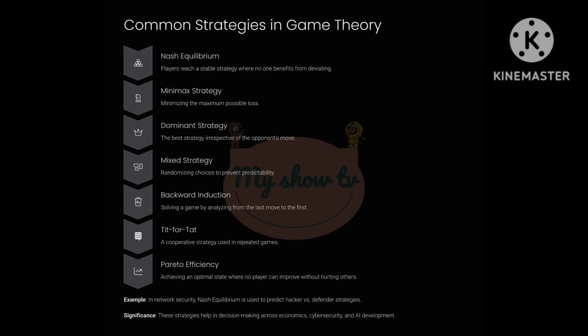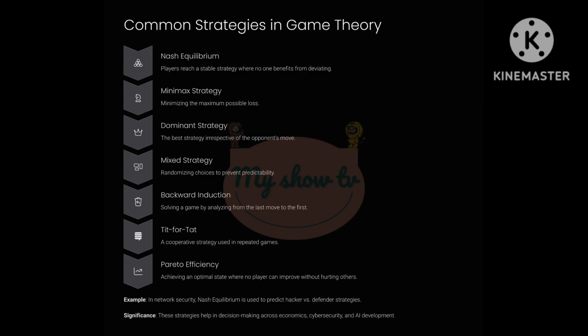5. Backward induction. This approach involves solving a game backward from the last move to the first. It is effective for multi-stage decision processes. Example: in chess endgames, players use backward induction to plan moves toward checkmate. 6. Tit for tat. A reciprocal strategy where players mirror the opponent's previous action. It is useful in repeated interactions. Example: in business, companies may match competitors' discounts to maintain customer loyalty.